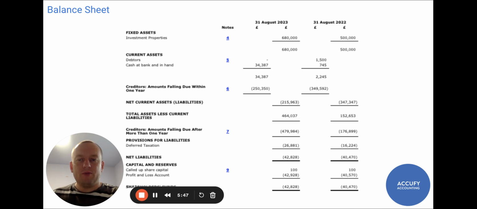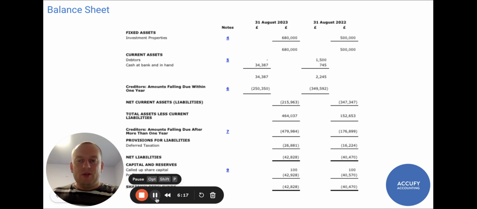Below that, then we've got provisions for liabilities, deferred taxation. So linking back to the previous slide, we had a deferred taxation figure for the property revaluations from this period. That figure is then added on to deferred taxation figures from previous reporting periods. It's collected all here, so it shows how much tax the company would need to pay if it was to sell its assets.